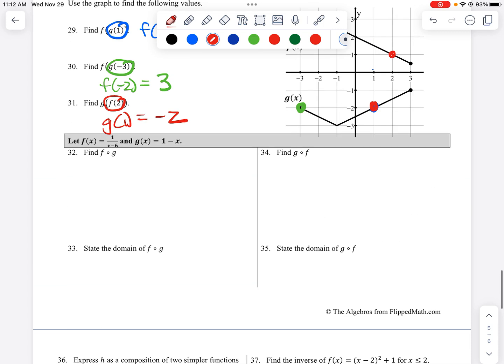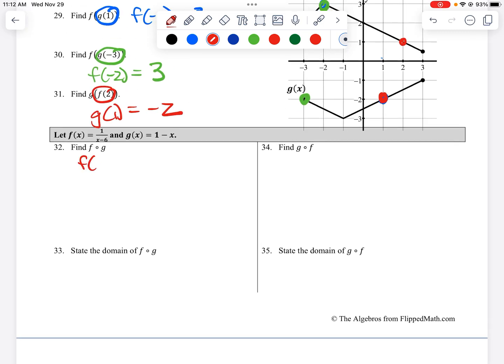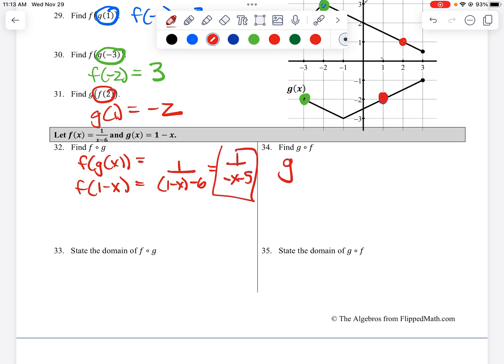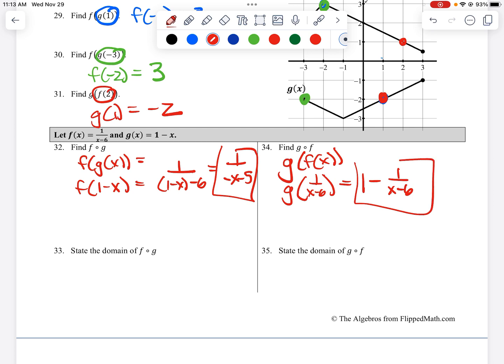All right, so find f of g of x. Okay, so I'm going to take f of 1 minus x. So this would be 1 over 1 minus x minus 6. So this is 1 over negative x minus 5. And then g of f of x. So g of 1 over x minus 6. So 1 minus 1 over x minus 6.